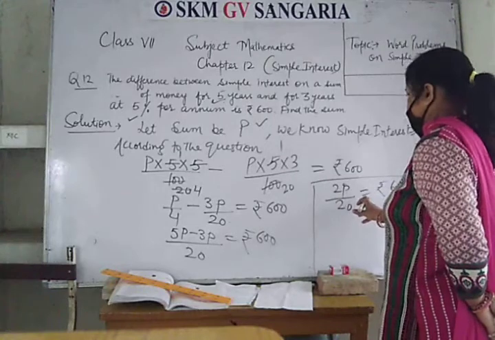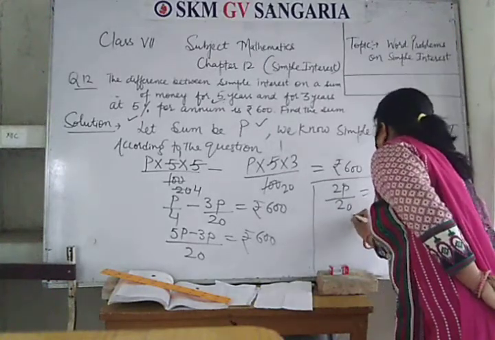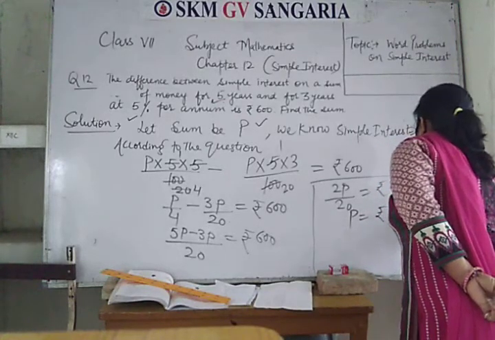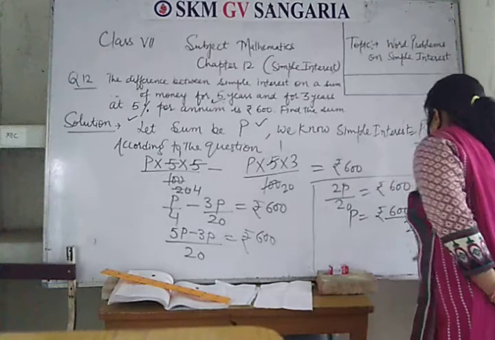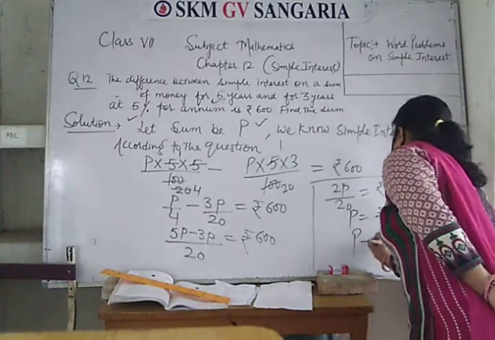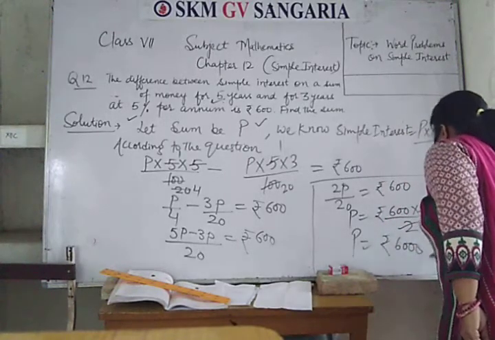Simplify here. How much P will be? Rupees 600 will be crossed right here. 2 under 2, 2 10 20. So principal is equal to rupees 6,000. It is rupees 6,000.